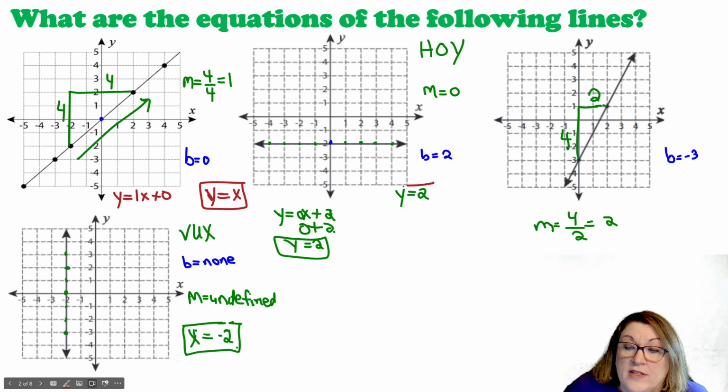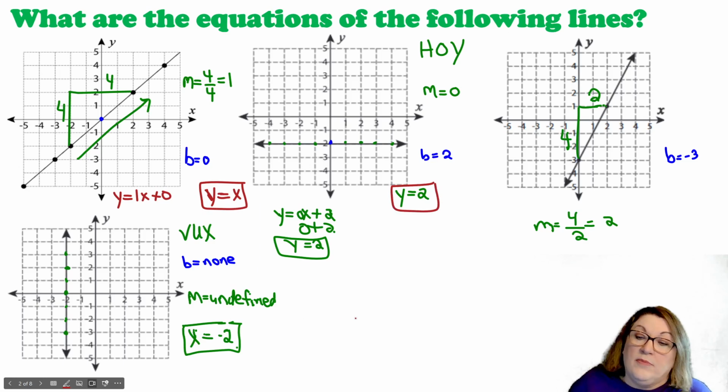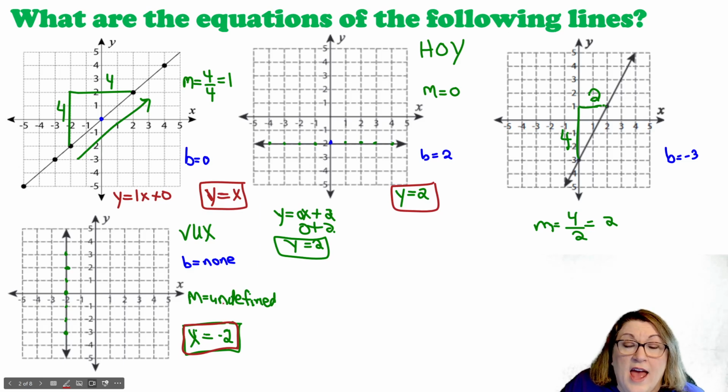Now, this is the equation for the horizontal lines. They're always y equals something, and that y is the y value of every point on that horizontal line. And then for the vertical equations, you have x equals something, and that something is where it crosses the x-axis, and all of the points on that line have an x value of -2.